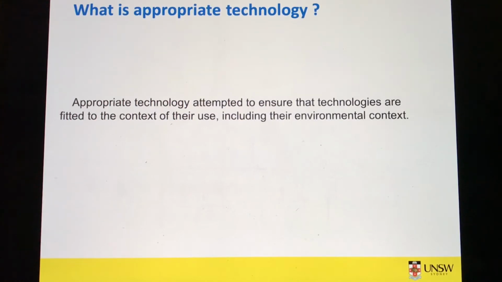So what is appropriate technology? Appropriate technology is meant to make sure technology is fitted to its use, especially to our environment. In our key reading, there's a really interesting phenomenon called technology transfer. It's a really controversial topic in my team, so we had a discussion about it.